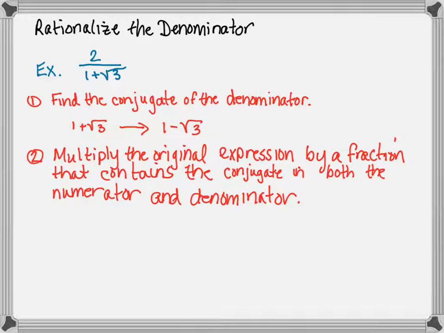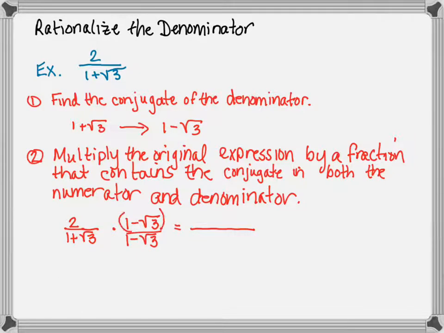Next, we're going to multiply the original expression by a fraction that contains the conjugate in both the numerator and the denominator. So I'll take my original expression, 2 over 1 plus radical 3, and I will multiply it by the fraction 1 minus radical 3 over 1 minus radical 3. So I'm not changing the value because I'm multiplying my original expression by 1, but I will be changing the form of it. I will be rationalizing the denominator.